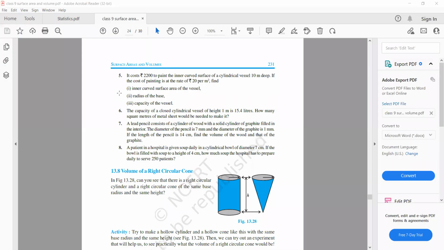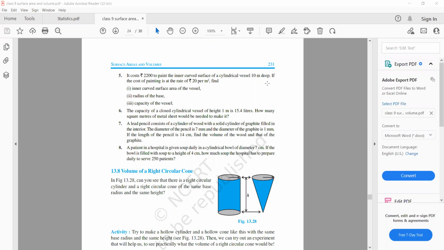So question number 5 you will complete. Question number 6 also you can do. See, the capacity of a cylinder is already given. So that means the volume is already given, height is already given, you can find the radius. Clear? And then how many square meter of metal sheet would be needed to make it? That means you have to find its total surface area. Understand? Complete the question. So 6th is your homework.